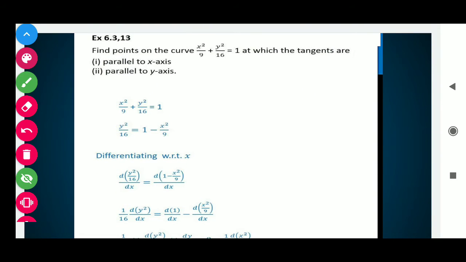Now students, here we have exercise 6.3, question number 13. Find the points on the curve at which the tangents are parallel to the x-axis. Students, हमें given curve पर हमें points find करने हैं जिस पर tangent parallel होंगे x-axis.